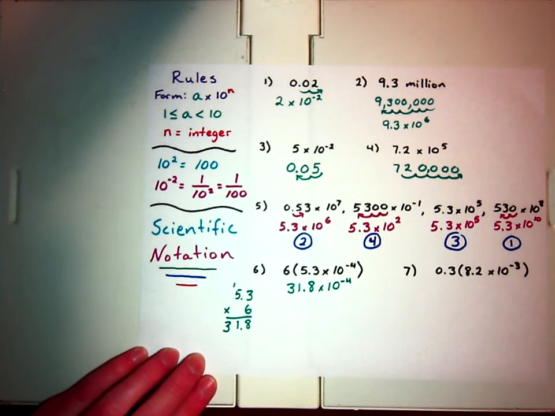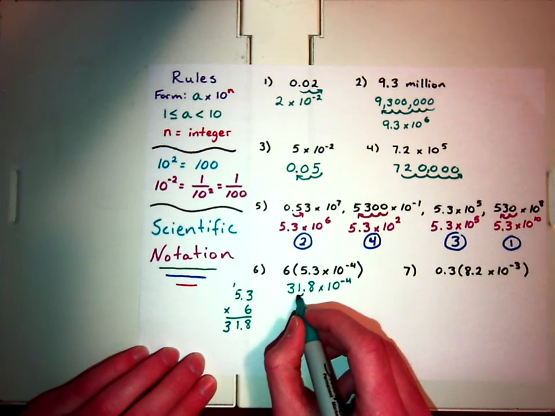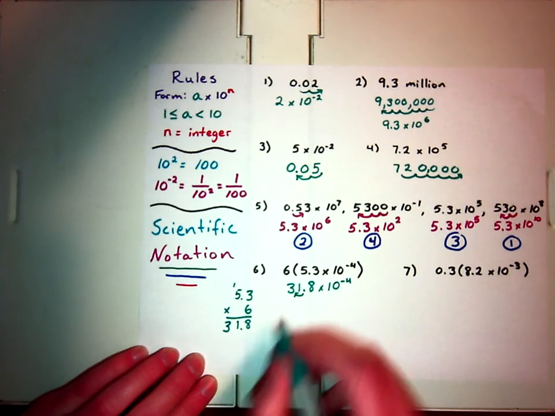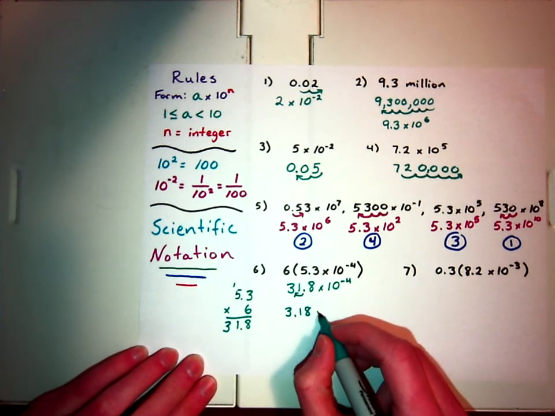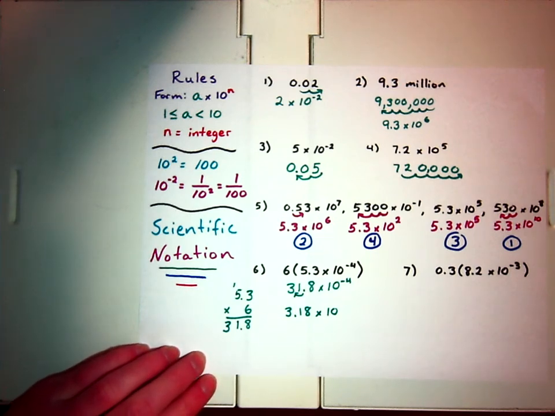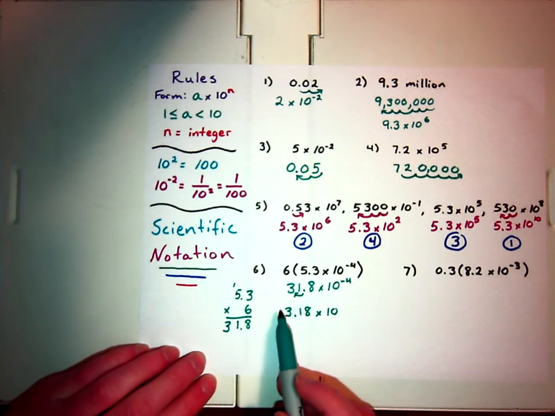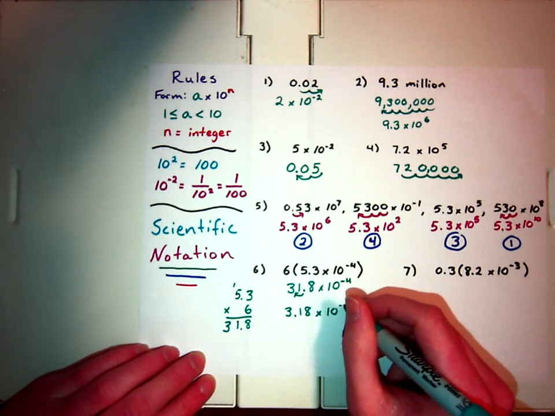If you'll notice, this is no longer in scientific notation because 31.8 is larger than 10. So what I would need to do is simply turn that into scientific notation. So I need to move that over one place to 3.18. We get times 10, and again we need to determine what is going to be the exponent with that 10. Since I moved it to the left, that means it's like positive 1 as our exponent. So we do 1 plus negative 4, and that would be negative 3.